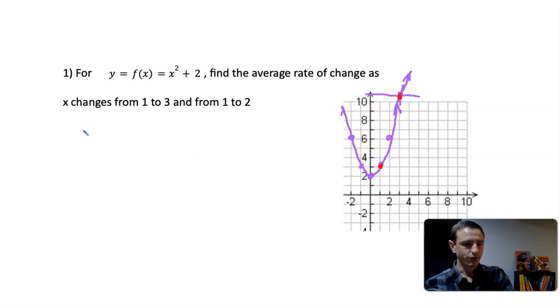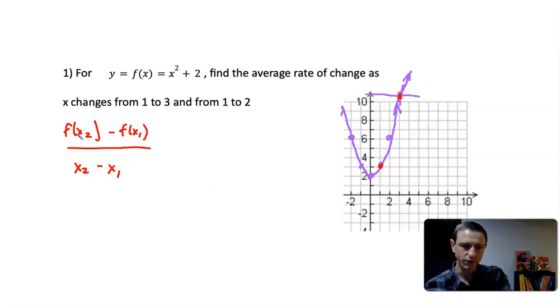So let's go ahead and do from 1 to 3 first. And I went ahead and graphed this, but it's pretty easy to get the y values that correspond to that. So the average rate of change formula is f of x sub 2 minus f of x sub 1 over x2 minus x1. So what we need to do is get f of x sub 2, f of x sub 1. So that's taking 3 and 1 and getting these ordered pairs.